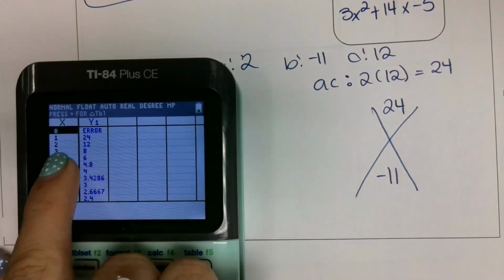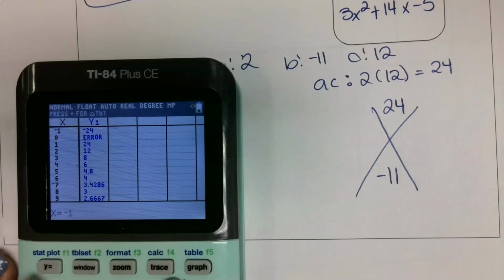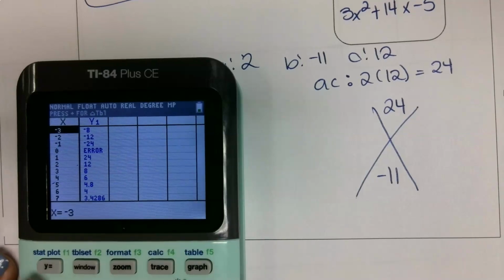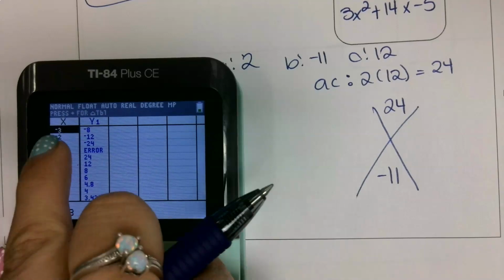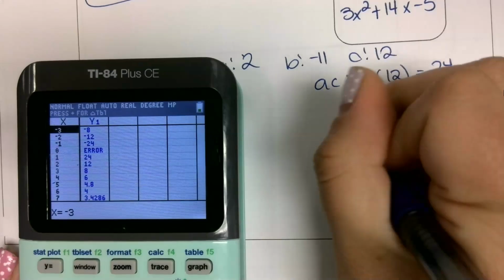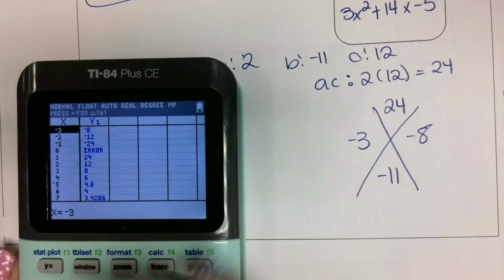Notice, if I add up these numbers together, it's going to give me positive numbers. So if I scroll up, I want to add those together. And my choice, or the ones that make negative 11, is negative 3 plus negative 8. So those are my two factors.